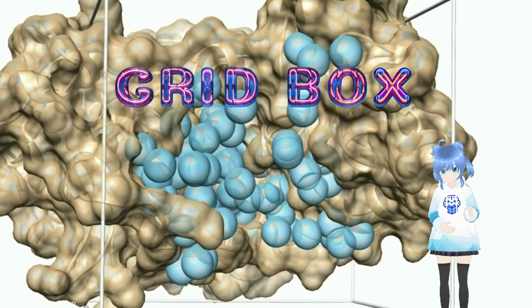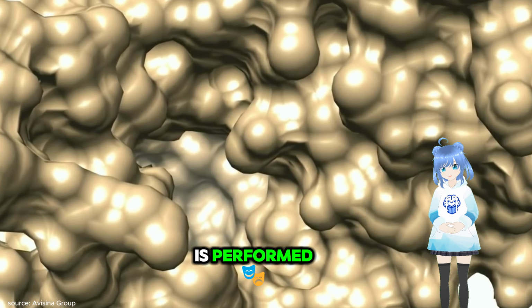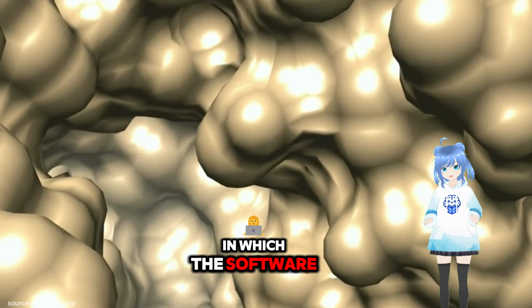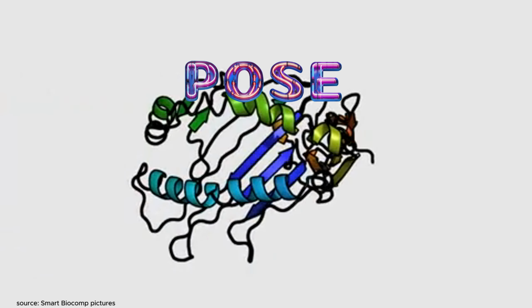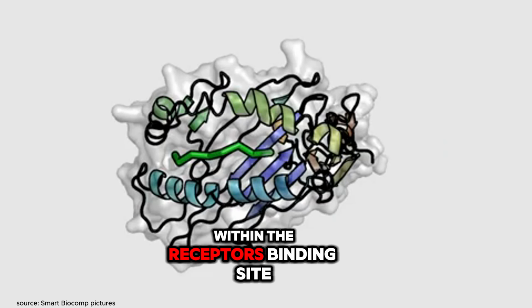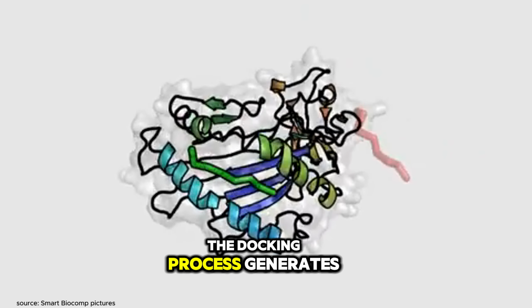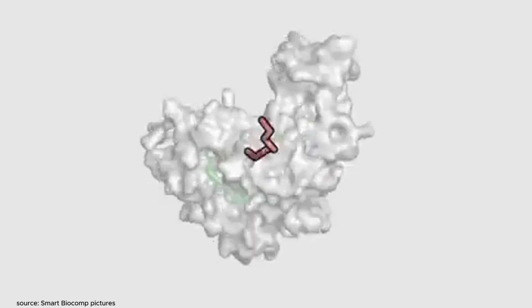Grid box. This is the virtual space around the binding site where the docking simulation is performed. It defines the area in which the software searches for the best ligand-receptor interaction. Pose. This is a possible orientation and conformation of the ligand within the receptor's binding site. The docking process generates multiple poses, and each one is evaluated to determine the best fit.